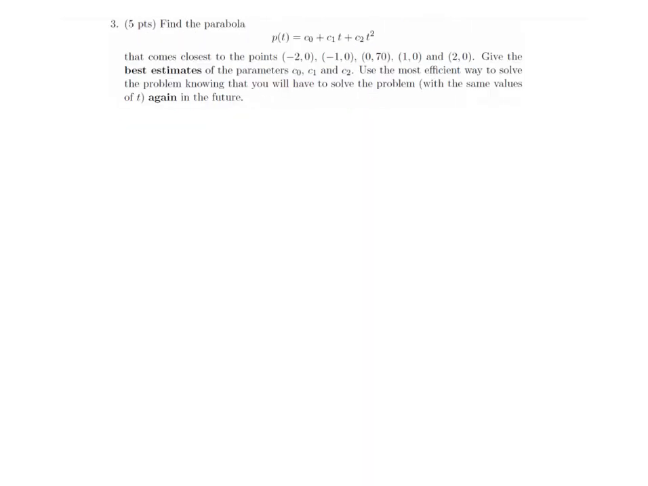So here's the third question. Find the parabola, and the equation is given, that comes closest to the points that are given. There are 5 points, and give the best estimates of the parameters C0, C1 and C2.